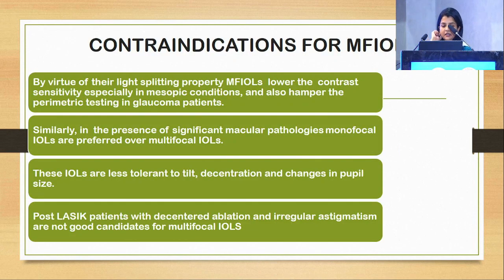Now, contraindications. By virtue of the light splitting technology, these lenses hamper the contrast sensitivity in mesopic conditions and also hamper the perimetric testing in glaucoma patients. Similarly, in significant macular pathologies, they are contraindicated. These IOLs are less tolerant to tilt, decentration, and changes in pupil size, and post-LASIK patients with decentered ablation and irregular astigmatism are not good candidates.